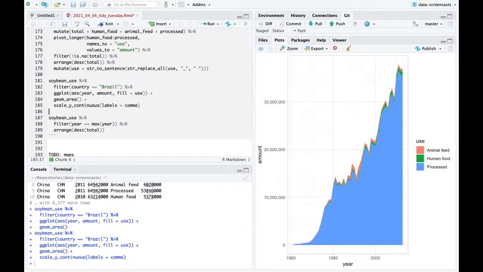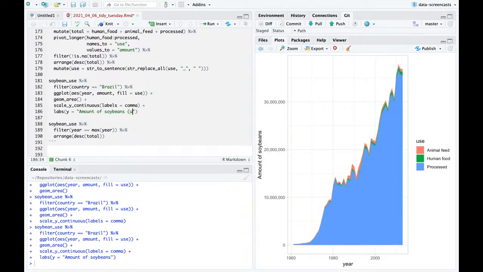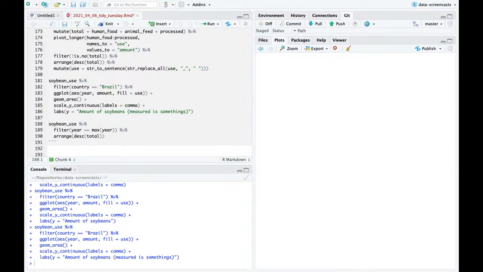Has anybody figured out yet what the soybean unit is? You don't actually have to do this for me. I just have an amount of soybeans. No, I don't know if that's none. The unit is measured in something. So I'm going to put that until someone fixes it up for me.